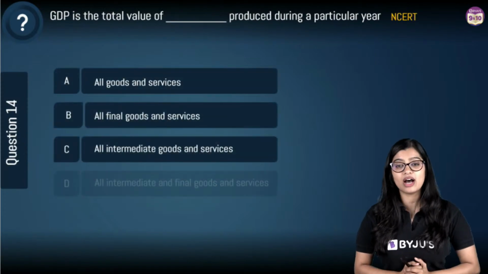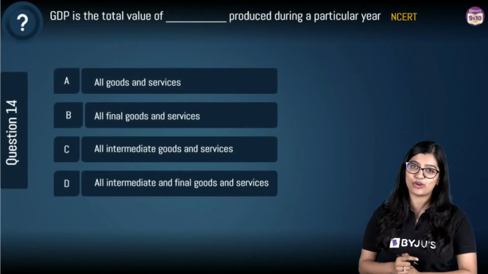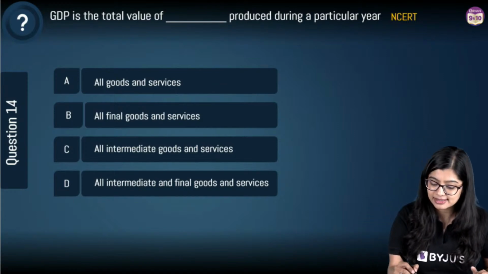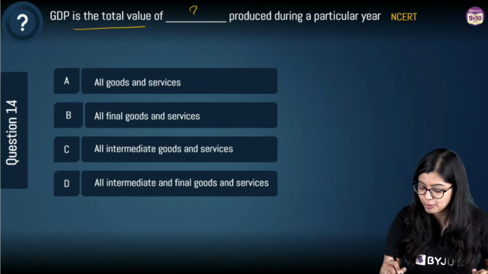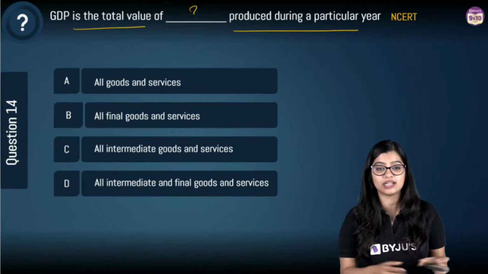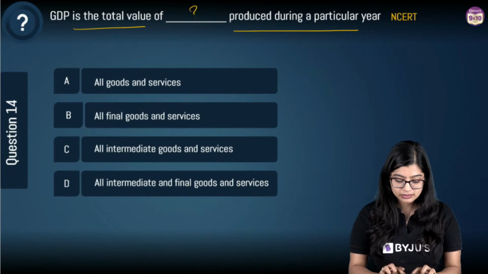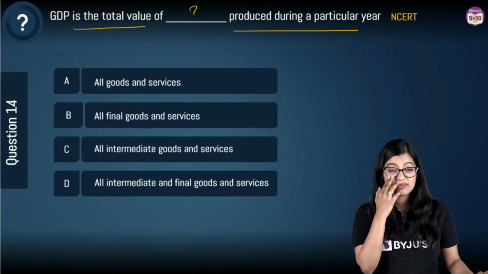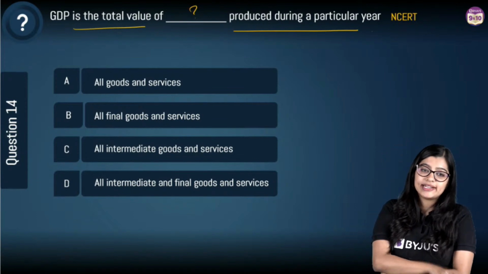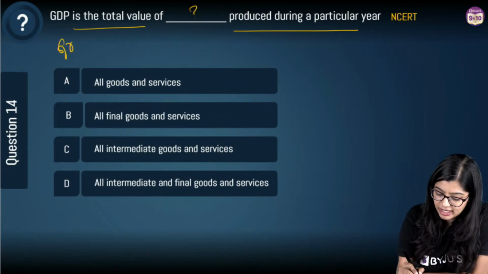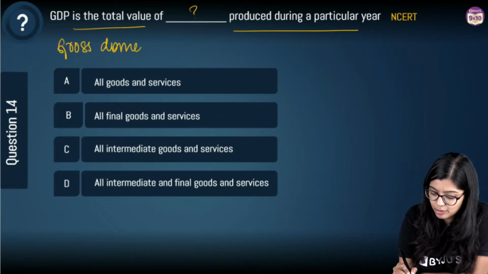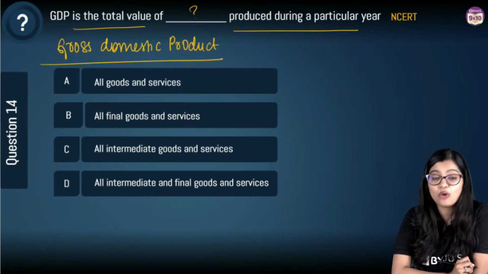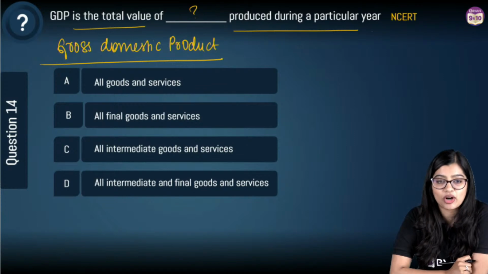Now moving on to a very important question which I know many of you have got in your exams. GDP is the total value of dash produced during a particular year. What is GDP? GDP is the gross domestic product. Now, of course, how do we measure the gross domestic product?